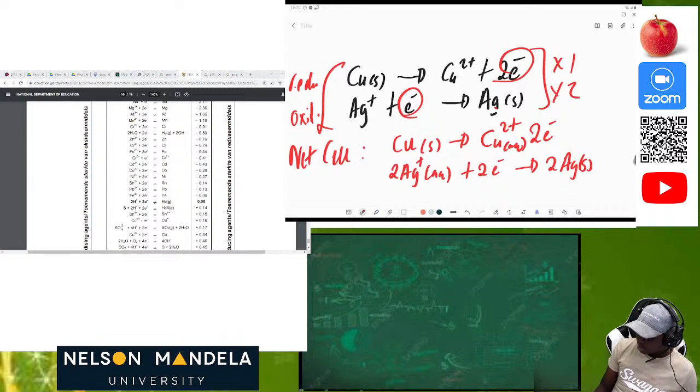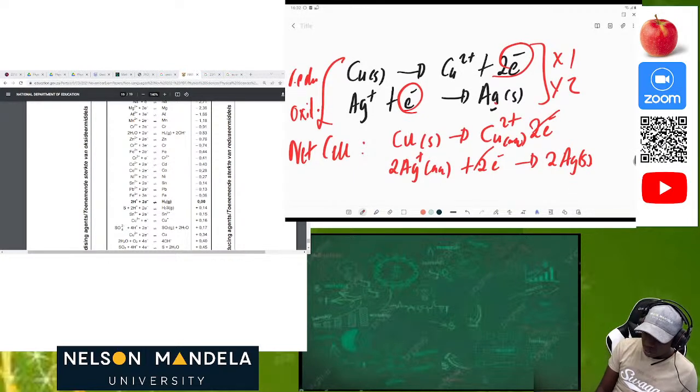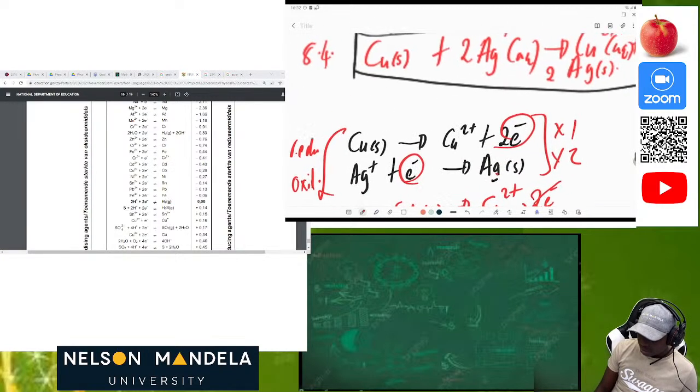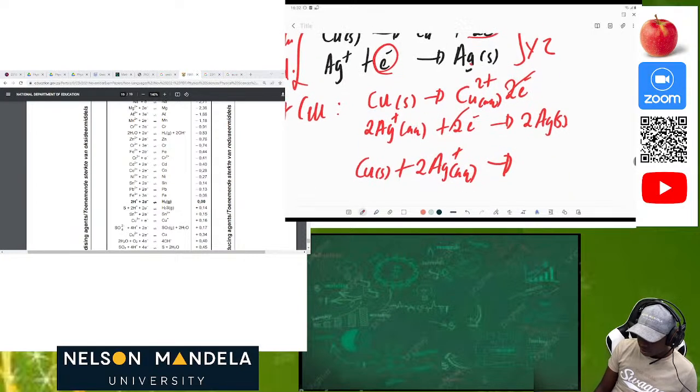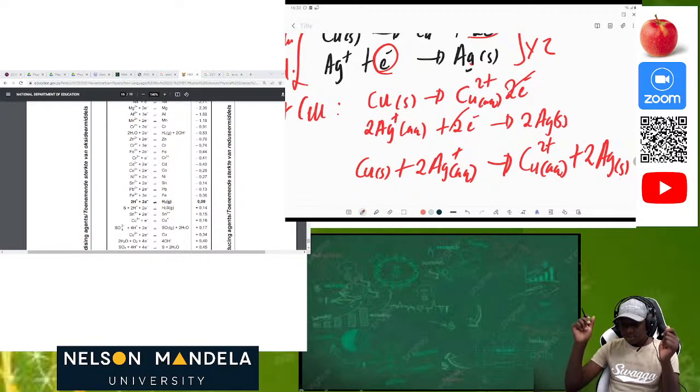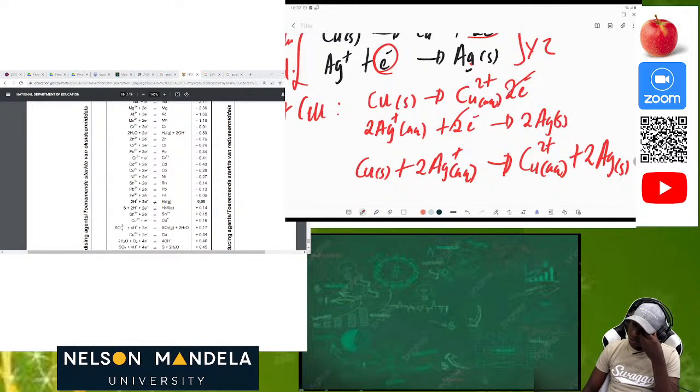So now this is nice. The electrons on both sides will cancel each other. That's when we end up with Cu in solid plus 2 Ag+ in aqueous. Then we have our answer, which we have already written there: Cu2+ in aqueous plus 2 Ag in solid. Just like that, boom, that's how you write your equation.